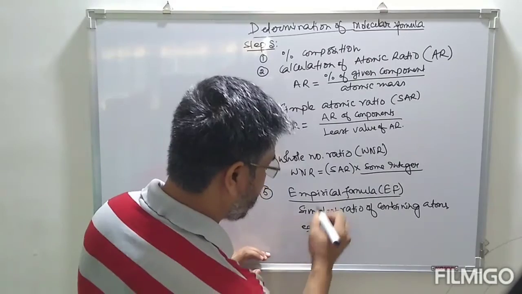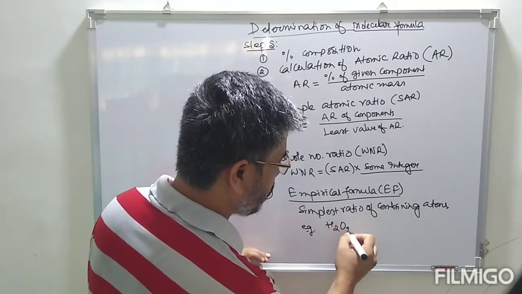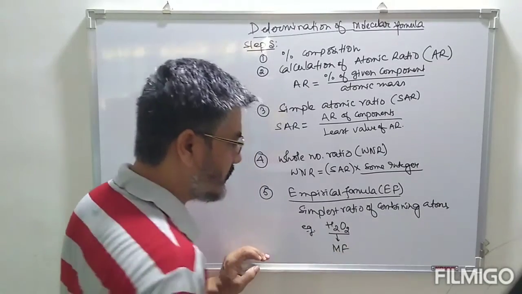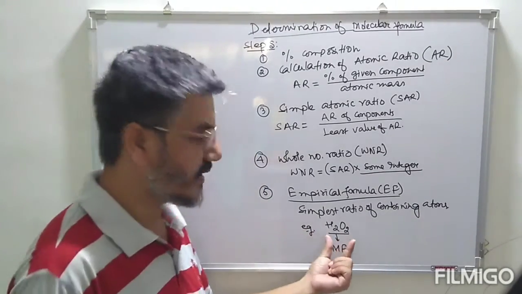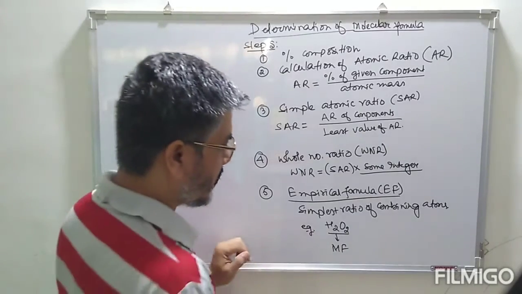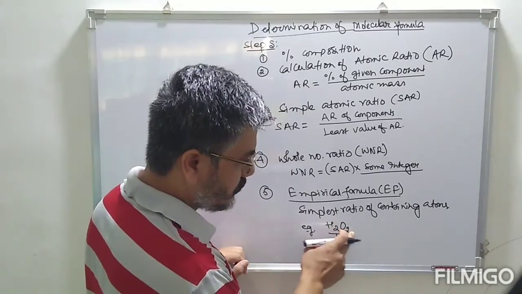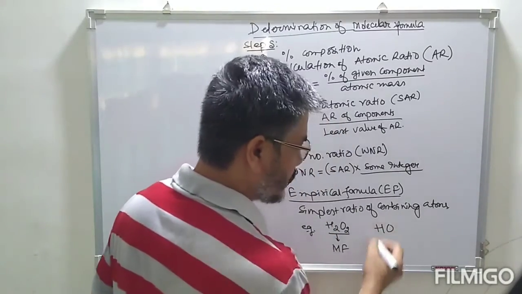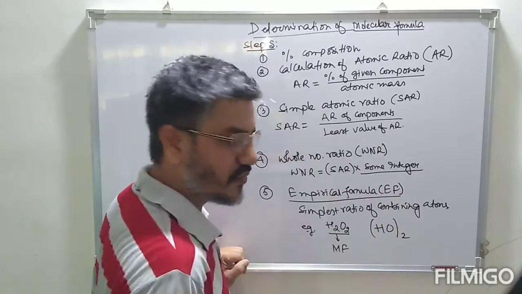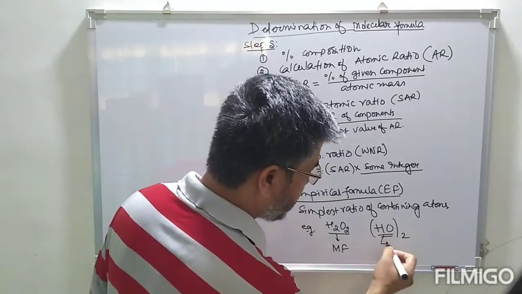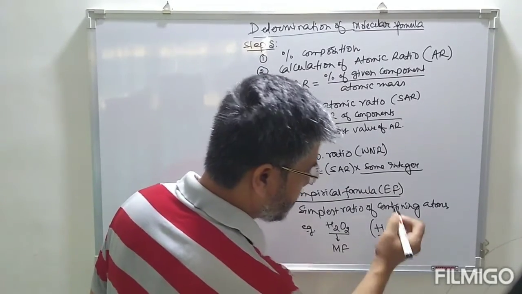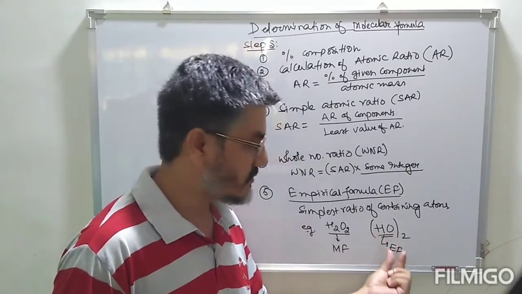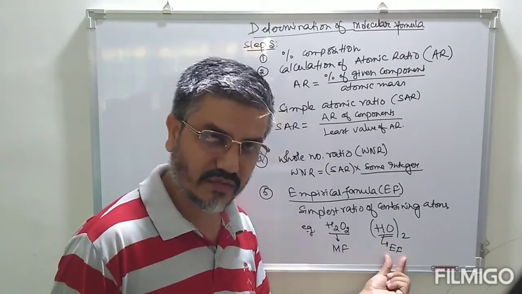Take this example: we have H2O2, hydrogen peroxide. This is the molecular formula of the sample. Look at this: we have 2 oxygen and 2 hydrogen, so 2 is a common factor, that is HO multiplied by 2. This HO represents the simplest combining ratio of atoms. This simplest ratio is what we call the empirical formula.